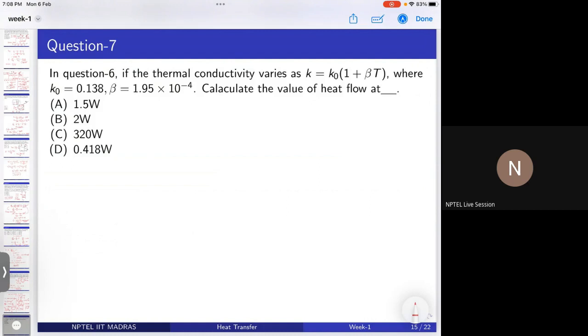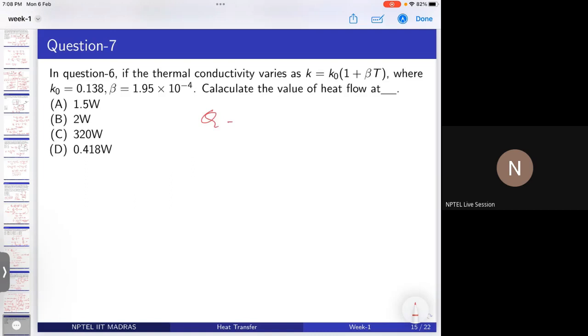So the same question, if thermal conductivity is also varying. In the earlier question we had the constant thermal conductivity, but in this question, the thermal conductivity is also a function of T. That's the only difference. So please try solving this. I will also start solving.